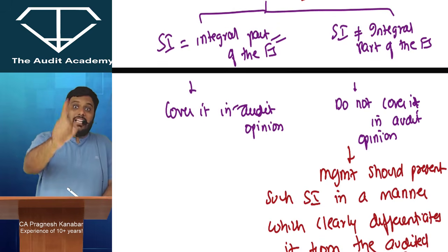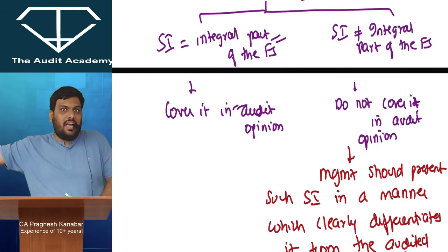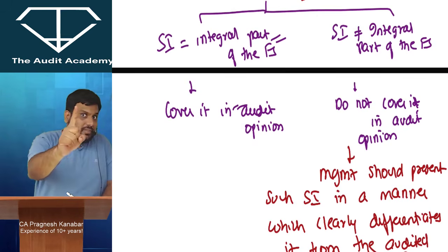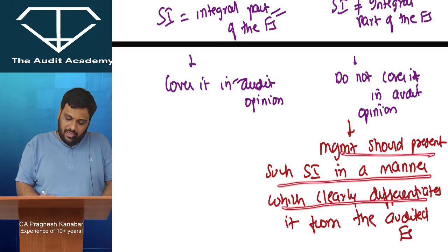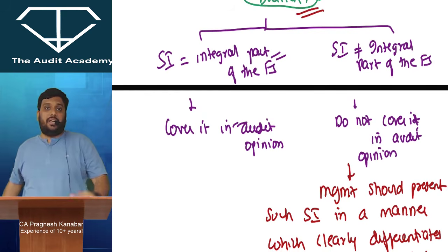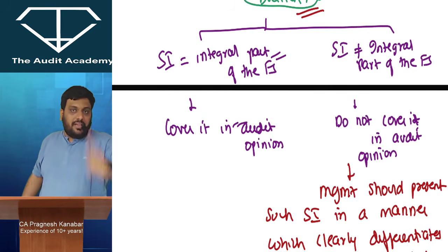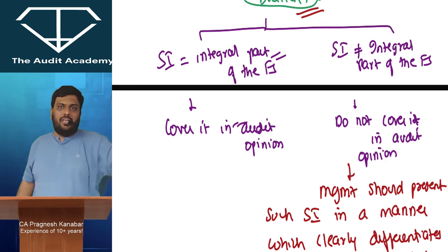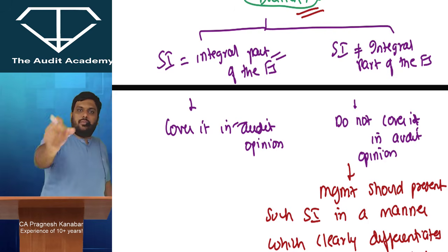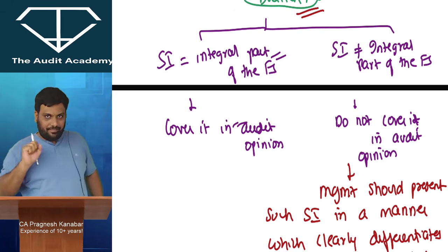In fact, you will ask management to present it in such a manner that it should not look like a part of the financial statements. Management should present such supplementary information in a manner which clearly differentiates it from the audited financial statements. If they don't do that, then we will write in our audit report that this supplementary information has not been covered by us in the audit opinion. Are you with me? Yes, very special adjustment.